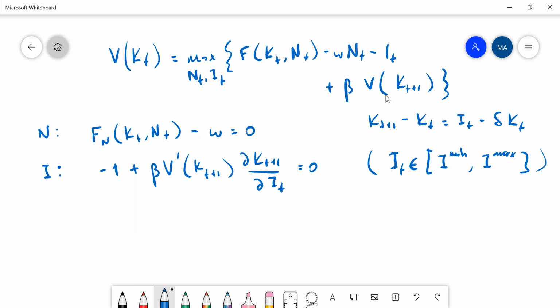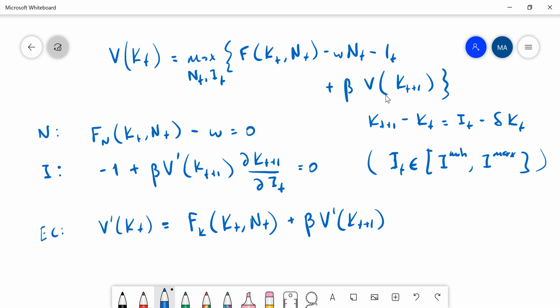So then you have the envelope condition, right, for the state. So you have V prime K_t equals F_K(K_t, N_t) plus beta V prime K_{t+1} and the derivative of K_{t+1} with respect to K_t, right? So you have something like this.